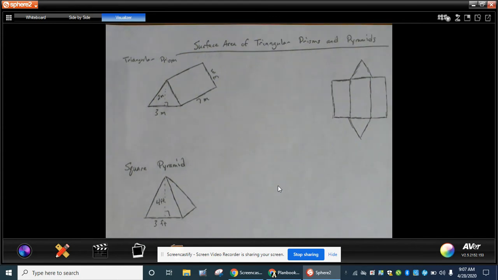In this video, I'm going to be discussing how to find the surface area of a triangular prism as well as a square pyramid. So let's get started with a triangular prism and we'll go from there.